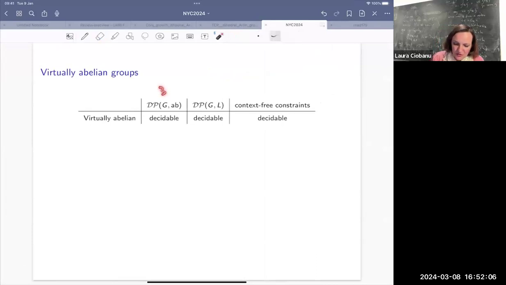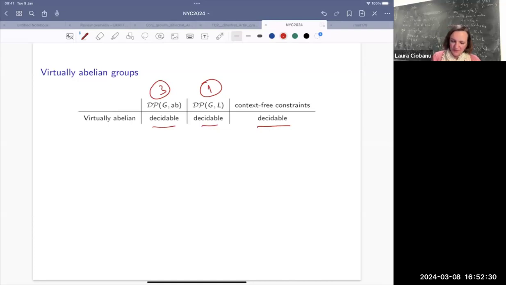Okay, so this was question number 3, and this is the big one about length. Turns out things are decidable in virtually abelian groups. And also, if you even ask for context-free constraints, so you're asking, is there a solution belonging to this particular context-free set, then this is decidable.